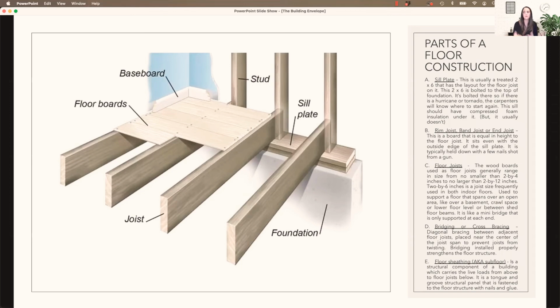And we'll talk about those materials and finished materials as we get into interior fit out and construction in a couple of weeks.